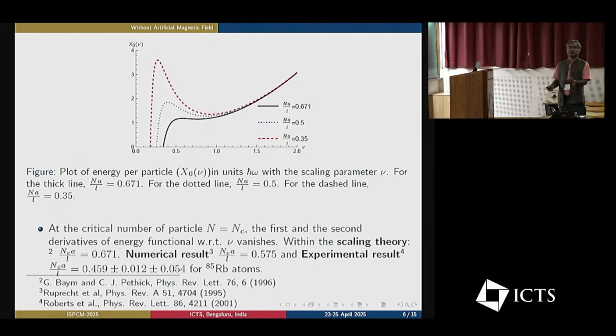It means the first order derivative of energy with respect to nu and the second order derivative of energy with respect to nu would be 0. With this under consideration, the critical number of particles is obtained as this. This is the scaling result, this is the numerical result for the critical number of particles, and this is the experimental result. Of course, beyond this critical number of particles, the system will collapse.